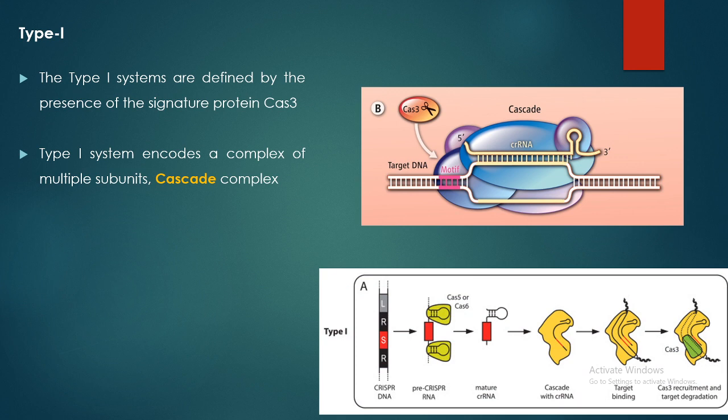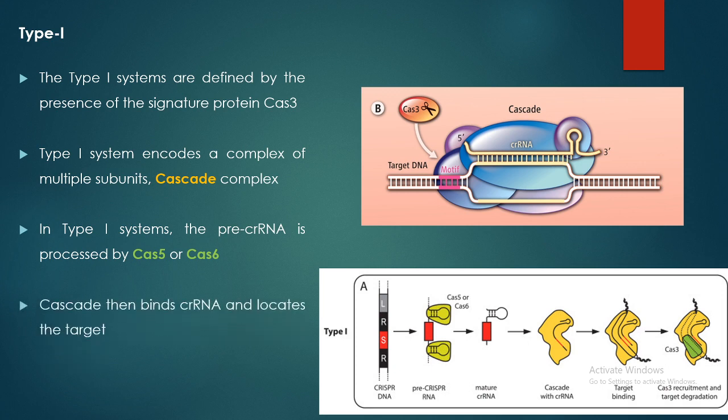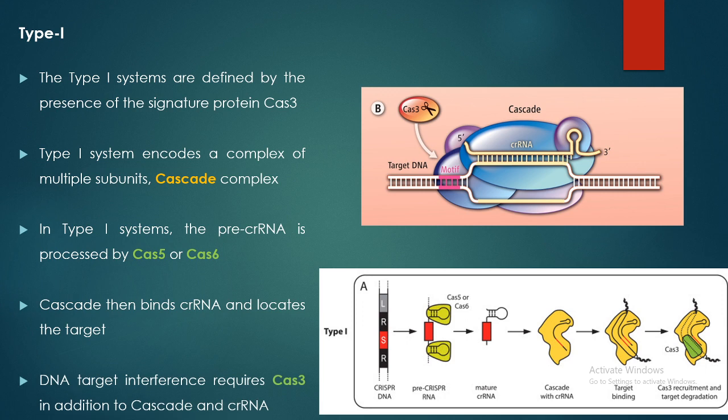Upon expression of the CRISPR locus and formation of precursor CRISPR RNA, it is processed by a Cas5 or Cas6 protein to form a mature CRISPR RNA, which then associates with the cascade protein complex, which in turn recruits Cas3. Cas3 is an endonuclease enzyme, which in turn brings about degradation of a foreign DNA or bacteriophage.